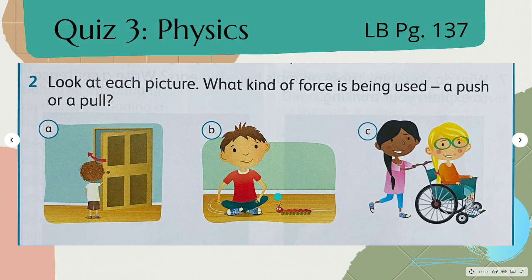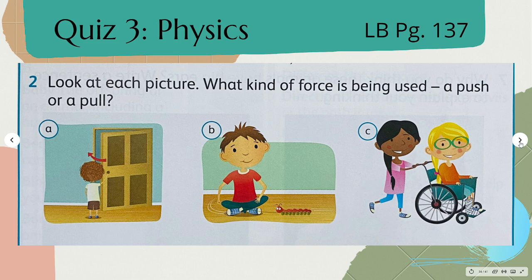Now, in letter C, the girl is pushing the wheelchair. How did you know that? Look at her hands. Her hands are holding the handrail of the wheelchair, and its direction is moving forward, moving away from her. So she is using a push.